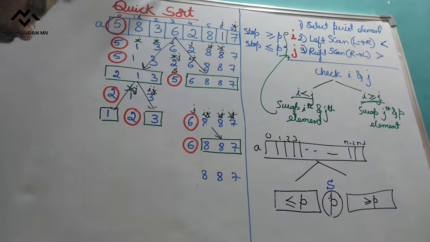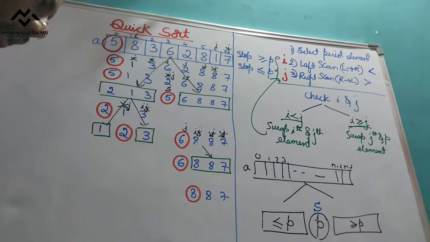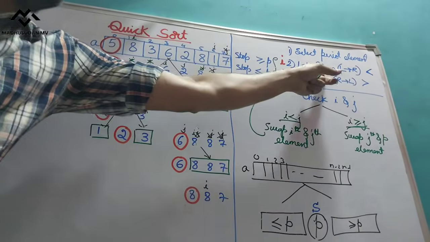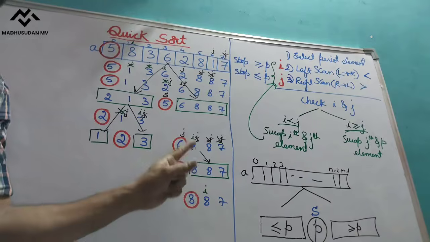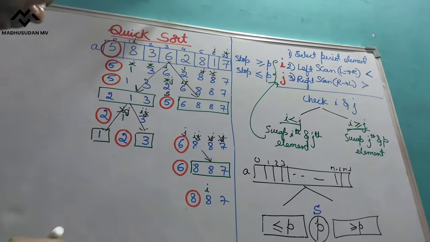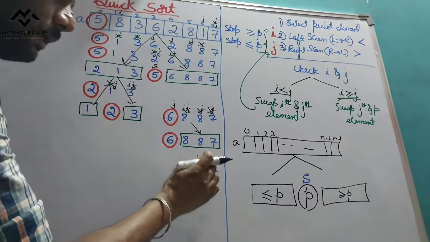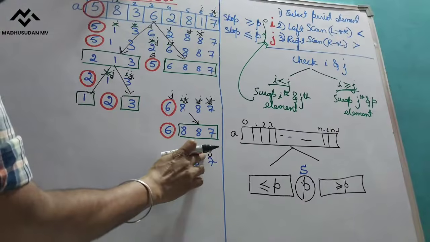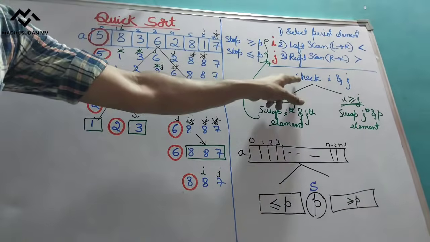Again, what is the first step? Select the pivot element, that is the first element. Then we start the left scan. We started here. During left scan, we are looking for a lesser element. Is it lesser? No, it is equal. We stop. After that, we start the right scan from the last element. During right scan, we are looking for a greater element. Is it greater? No, it is lesser. We stop. After stopping, we need to check i and j.